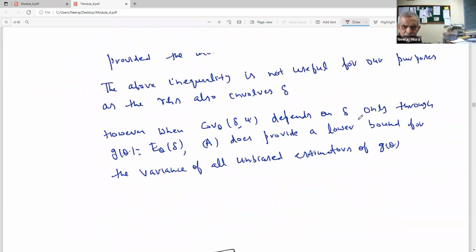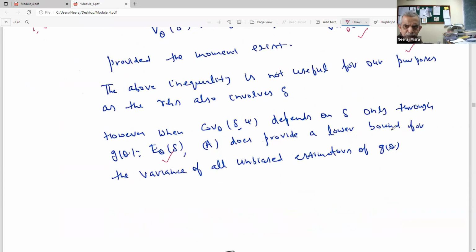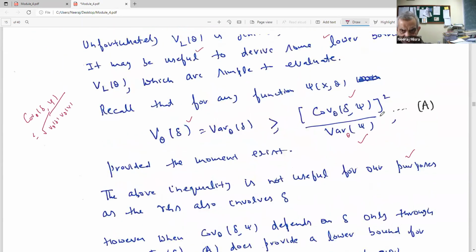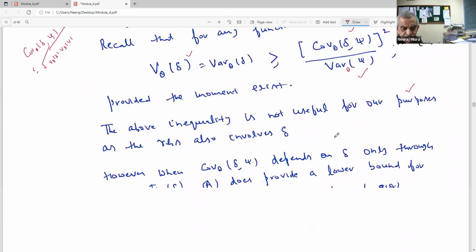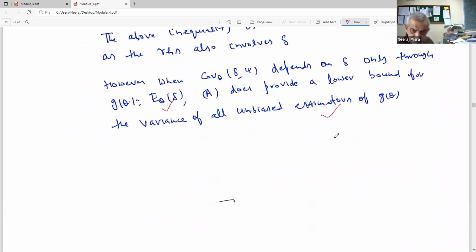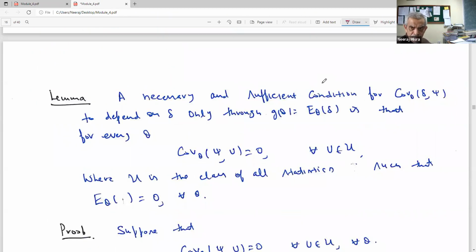However, when covariance of delta psi depends on delta only through the expected value, it does provide a lower bound for the variance of all unbiased estimators of g theta. So I try to look at what is the condition on psi so that covariance of delta psi depends on delta only through its expected value. The next result is about that. A necessary and sufficient condition, so it is an if and only if condition, for covariance of delta psi to depend on delta only through its expected value is that the covariance between psi and any unbiased estimator of zero should be zero. So if my psi is such that covariance of psi with any unbiased estimator of zero is zero, then covariance of delta psi would depend on delta only through its expected value.